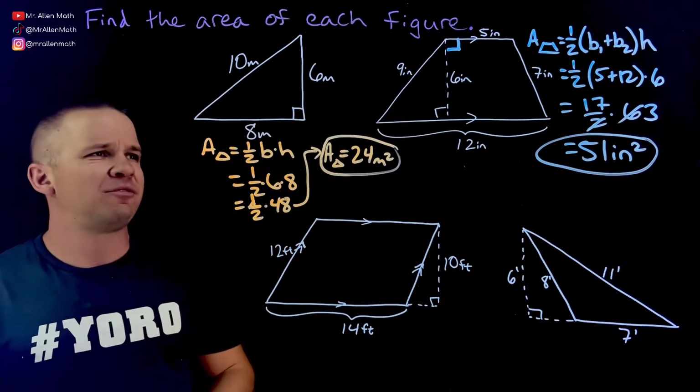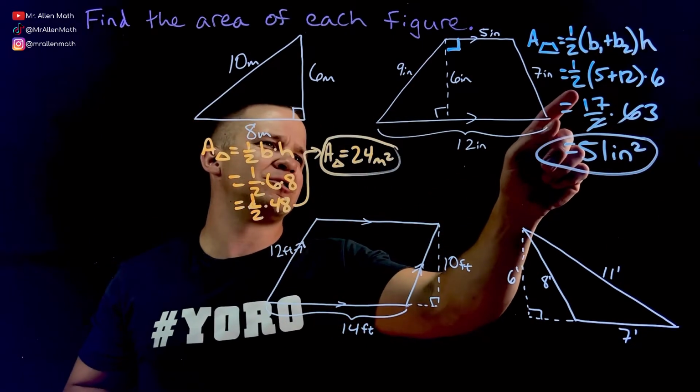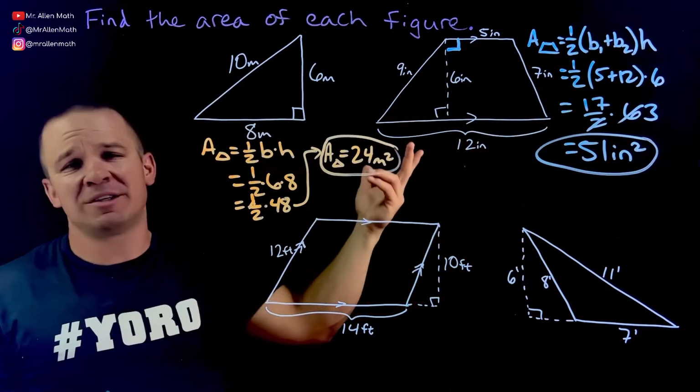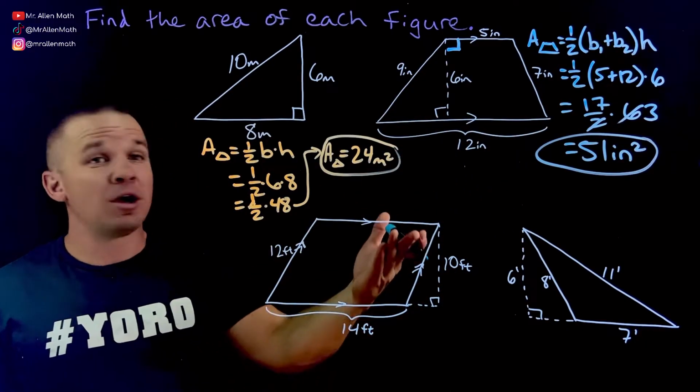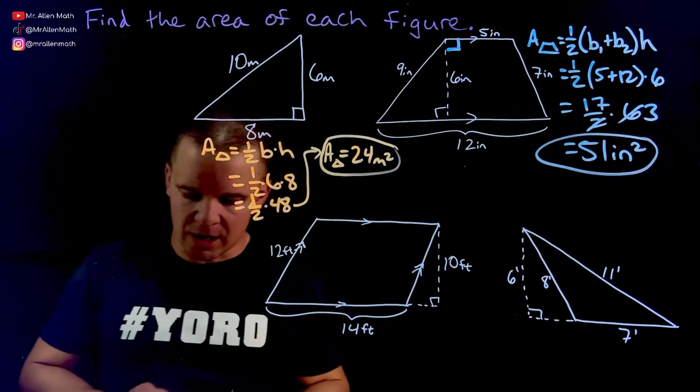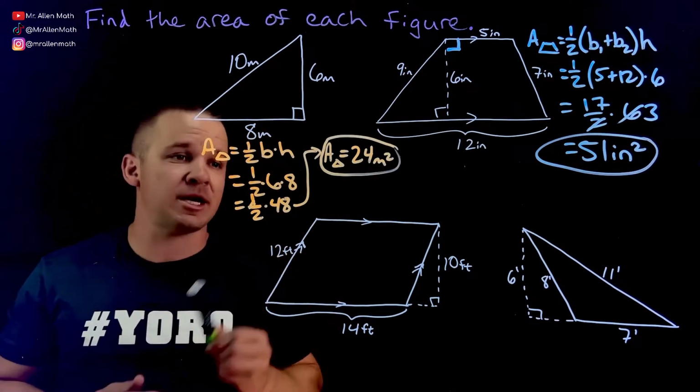I guess if I really wanted to, I should have just done 1/2 times 6 is 3, and we'd still have the 3 times 17. Kind of made it hard on myself. I'm sorry. Okay, there we go. 51 inches squared. Lovely. Fantastic. Green marker time.